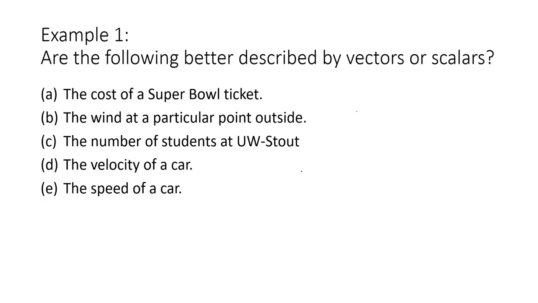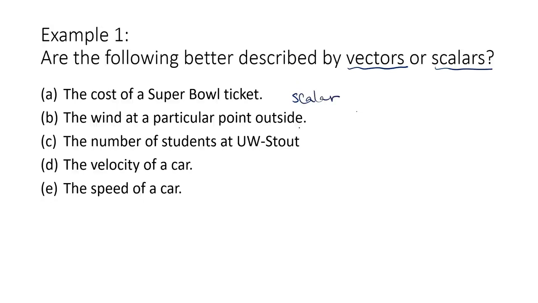So for the first example, let's look at which of the following is better described by a vector or a scalar. The cost of a Super Bowl ticket, is it a vector or a scalar? Well, the key is to look at whether it has direction or not, right? Both vectors and scalars have magnitude, but only vectors have direction. And the cost of a Super Bowl ticket obviously does not have a direction, so that's a scalar.